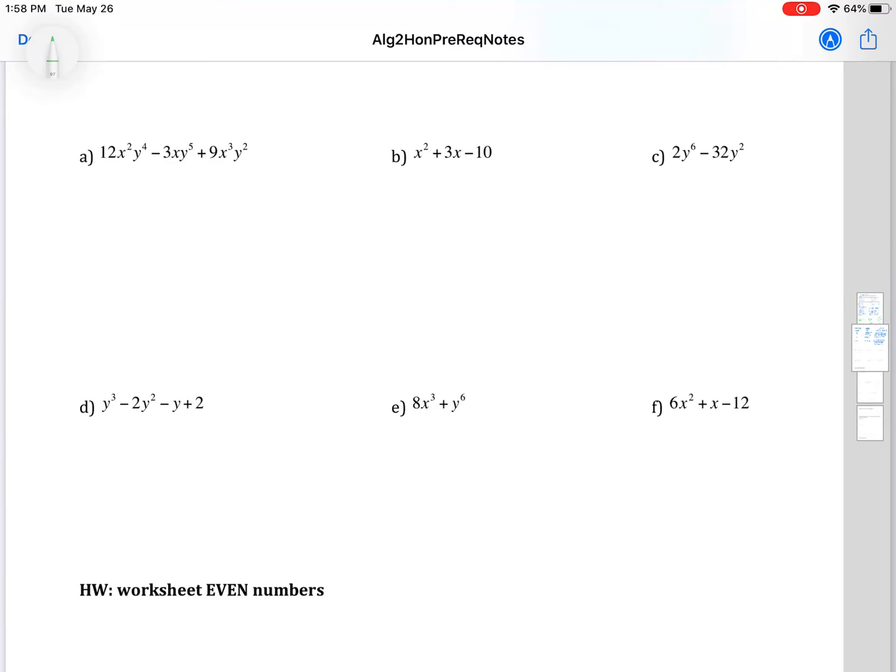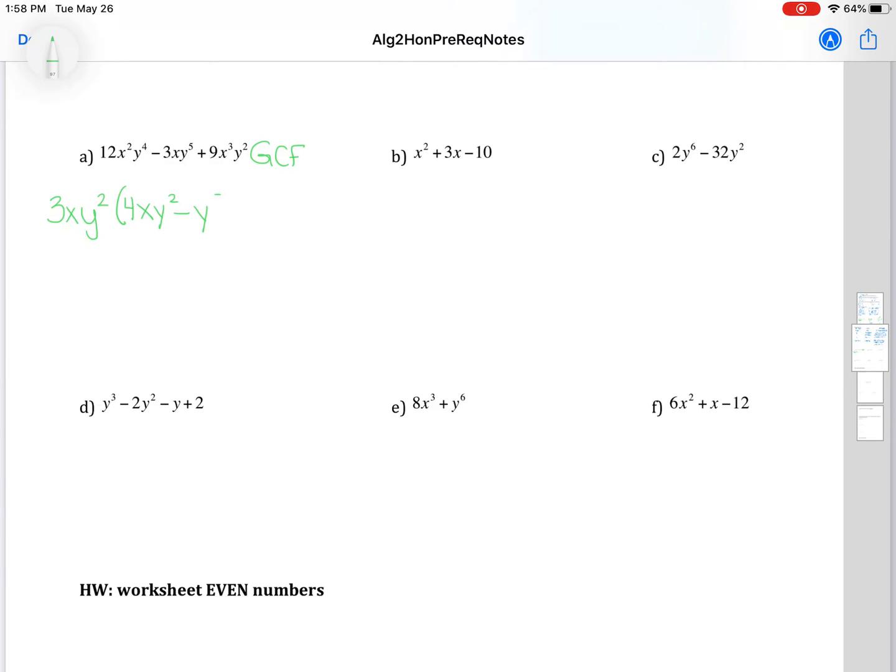So first method, A. It has 3 terms. It's not a difference of squares, and 3 terms would put us at a trinomial, but it's definitely not a trinomial situation. We're not doing grouping. So I'm going to look at it and say, okay, 12, 3, and 9 at least have something in common. So this is my GCF. Not only do they have a 3 in common, but they have a 3, an x, and 2 y's. So then I take a 3xy squared out.